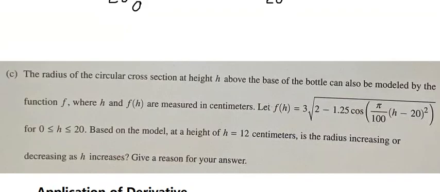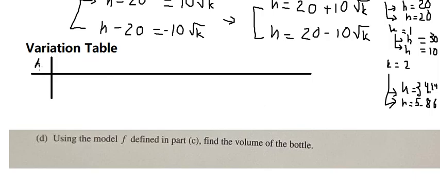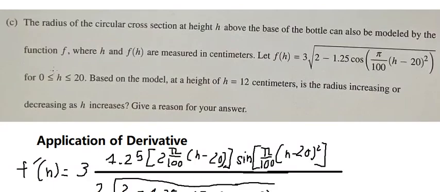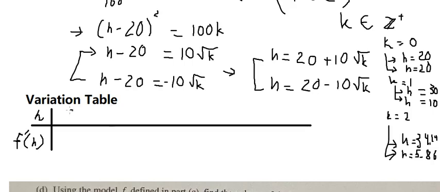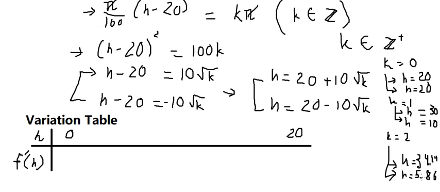So we have the function in here, and we have first the derivative of the function. Because we have from 0 to 20, the variation table should start from 0 to 20 in here. And now we can put the critical points. The first one we have 5.86. The next one is 10.